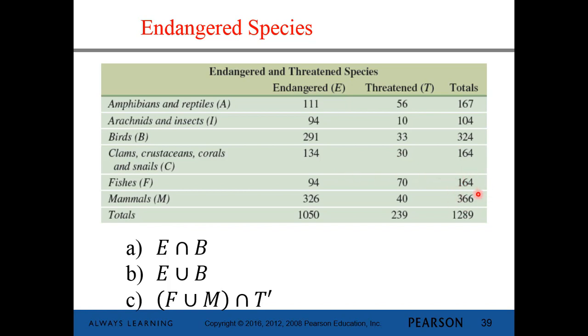So that's it. So this would be 530. Okay, so there are 530 altogether that are either in the category of fishes or the category of mammals. So now, 530, we want to take the intersection of that 530 with those that are not threatened.